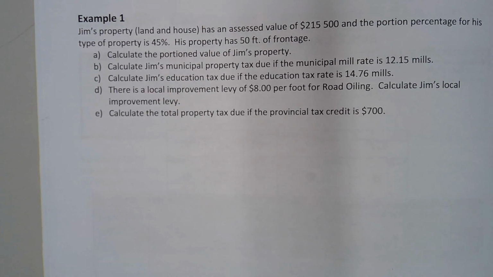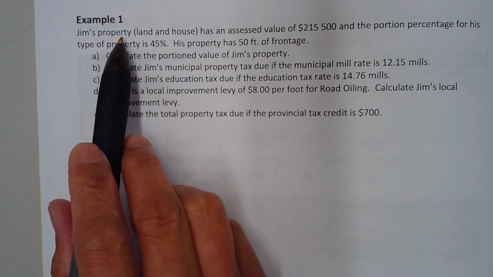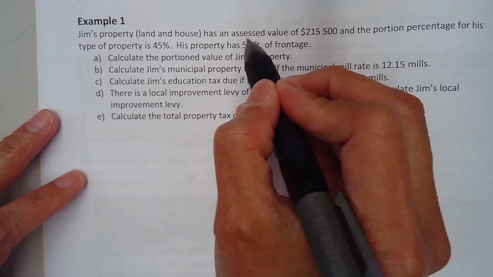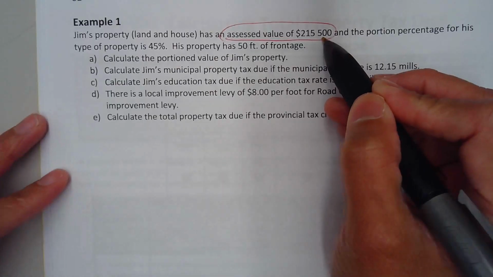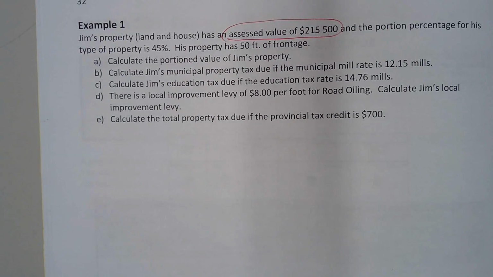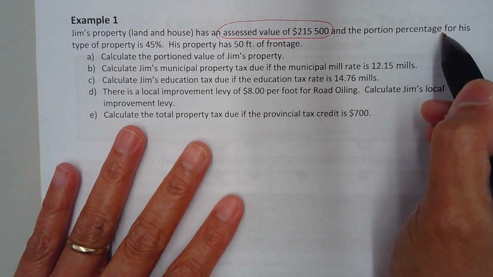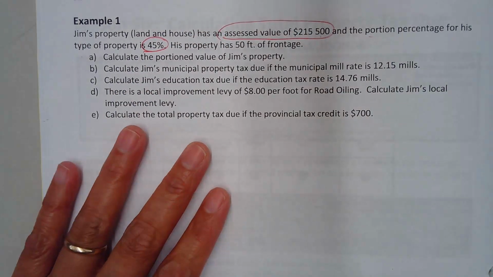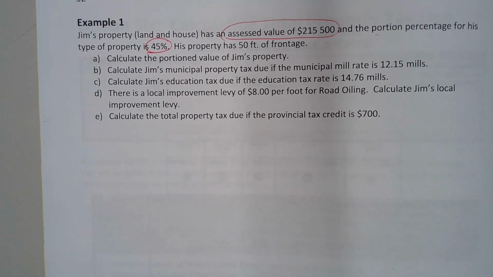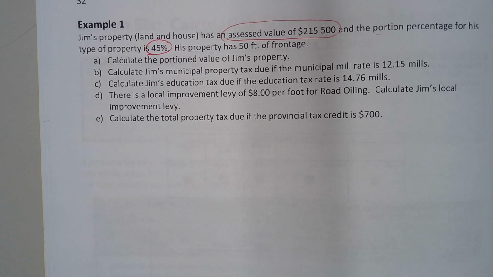Some important stuff. So the first part here says Jim's property has an assessed value of $215,500. So assessed value, what is it worth? And it says here the portion percentage for his type of property is 45%. So what we're gonna do is take 45% of his property amount, and that's what we're gonna use to calculate our tax.